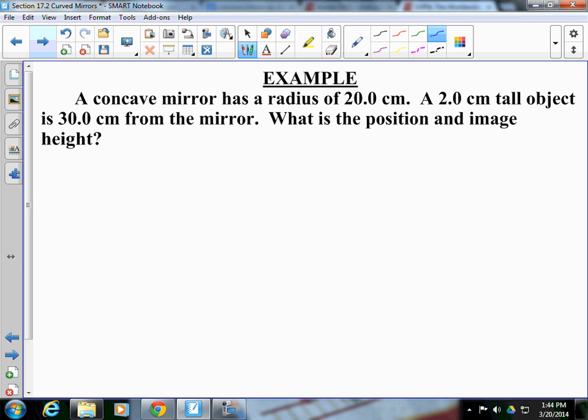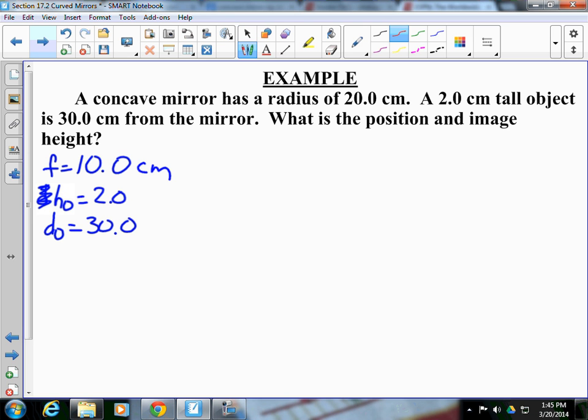A concave mirror has a radius of 20 centimeters. Well, if it has a radius of 20 centimeters, half the radius is the focal length, so our focal length is 10.0 centimeters. A 2 centimeter tall object, so our ho is 2.0, is 30 centimeters from the mirror. Our do is 30 centimeters. What is the position and image height? So we are looking for di and hi.